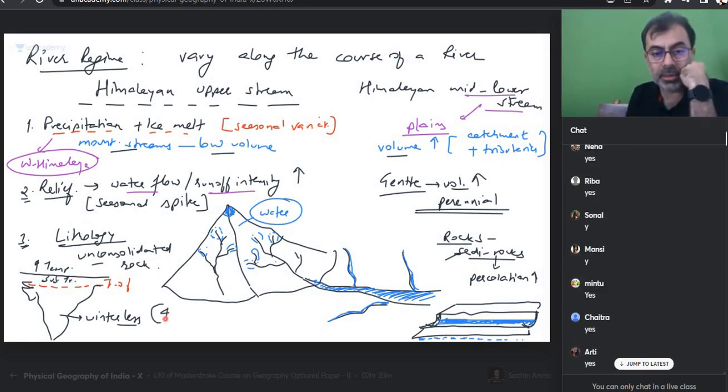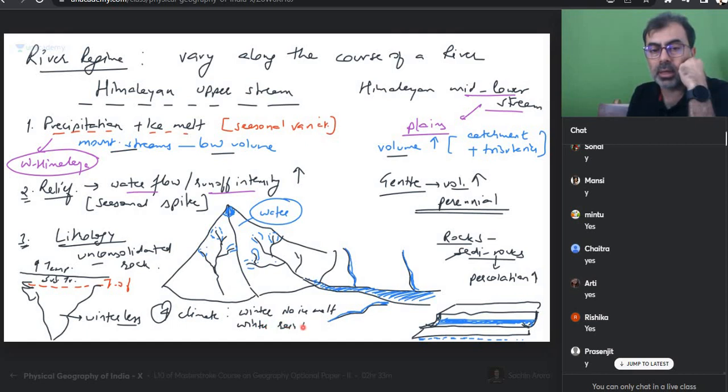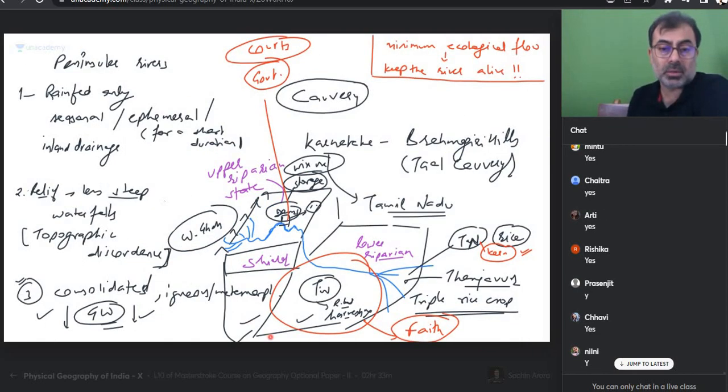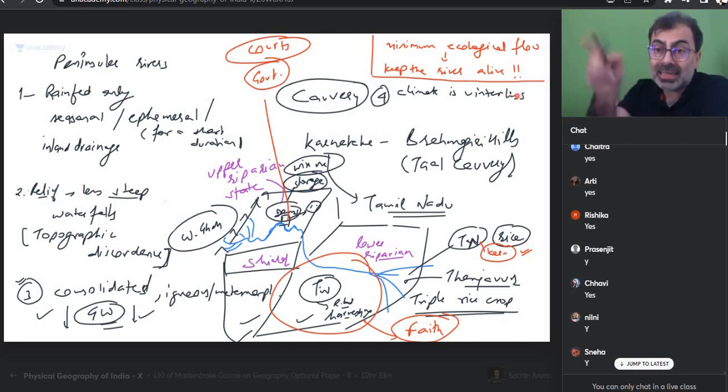So fourth is, can I say climate? Winter, no ice melt. Winter, rain, Western disturbance. Do we agree? Will it have an impact or not? Hoga to. In this case, when we are talking about the peninsula, if you ask me, point number 4, I would say climate is winterless. उसमें तो ice melt नहीं हो रहा था.